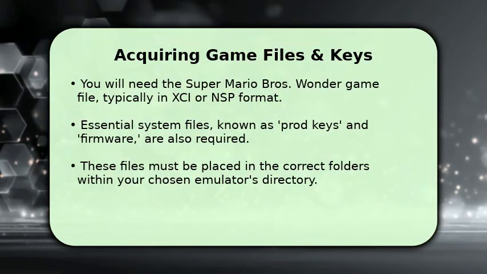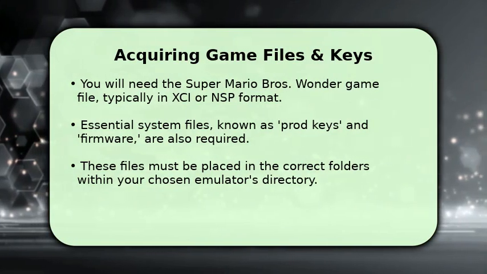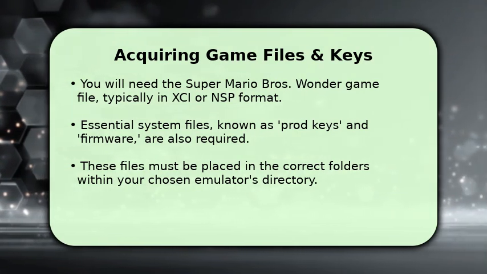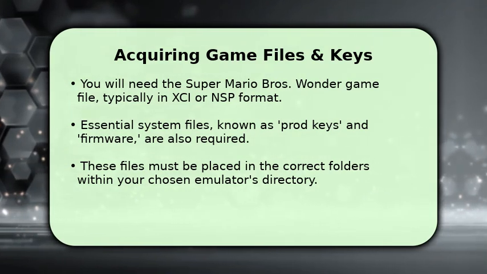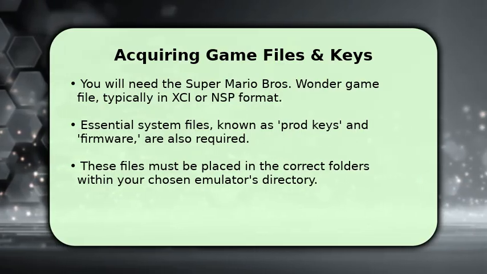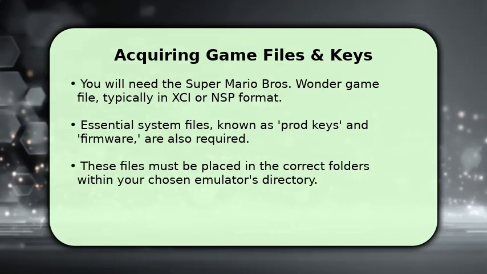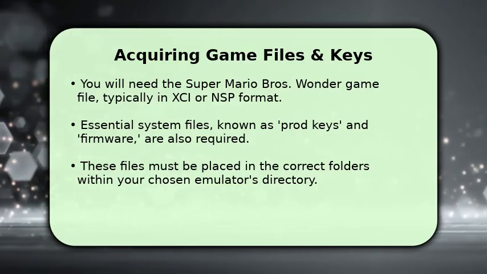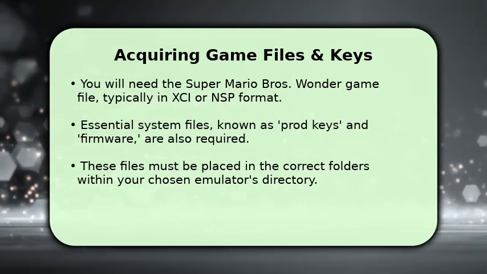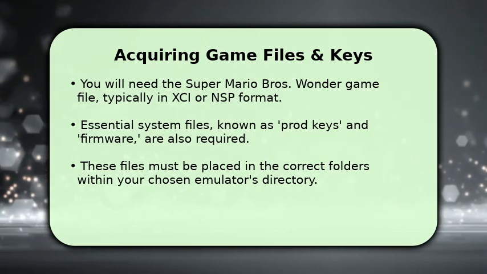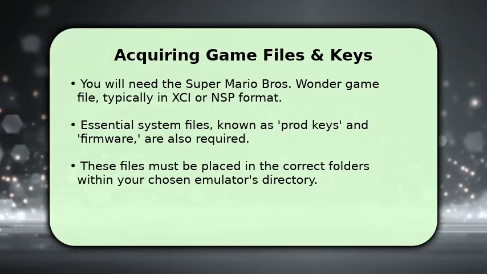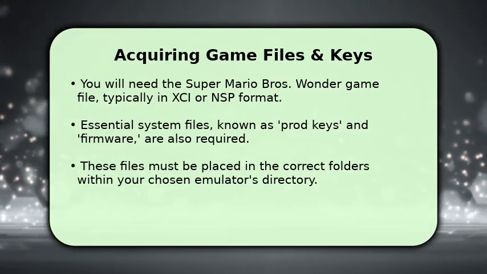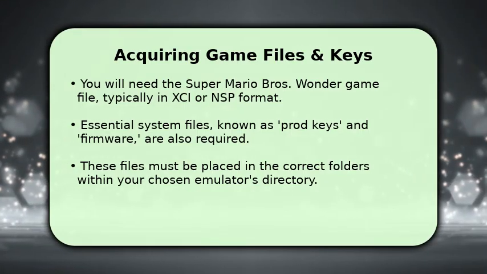Next, you'll need the game itself, usually found as an XCI or NSP file. Alongside the game, you'll require specific system files, the prod keys, and the console's firmware. These are crucial for the emulator to function correctly and recognize games. Once you have these, you'll place them into designated folders within your emulator's installation. Keeping these files updated is important for optimal game compatibility and performance, ensuring a seamless experience.